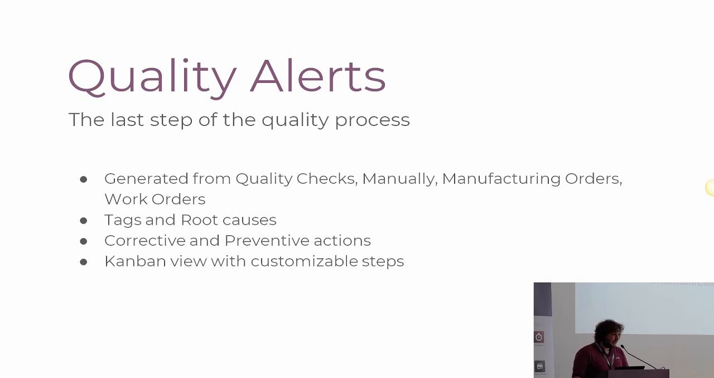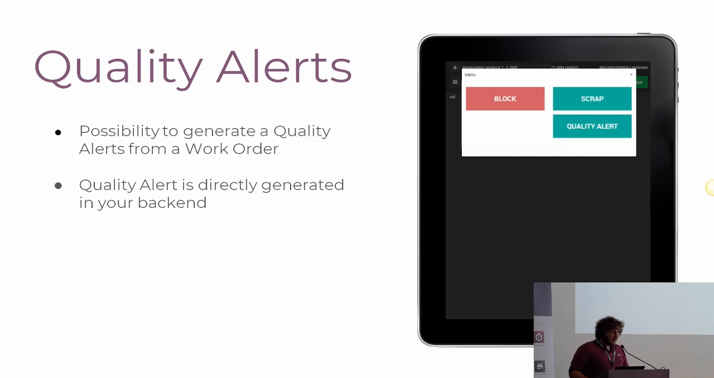And you have a Kanban view with customizable steps. For each type of quality alert, you will be able to define the steps you want. The quality alert can also be generated directly in the tablet view. So if your workers are using a tablet with the manufacturing app, for example, they will be able to generate a quality alert. I will show you that just after this.